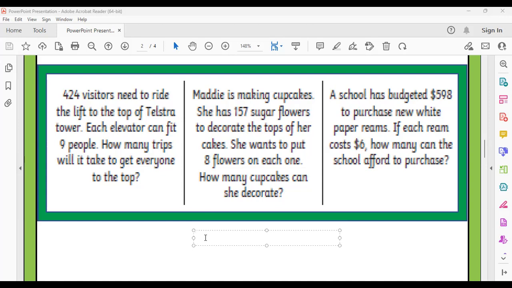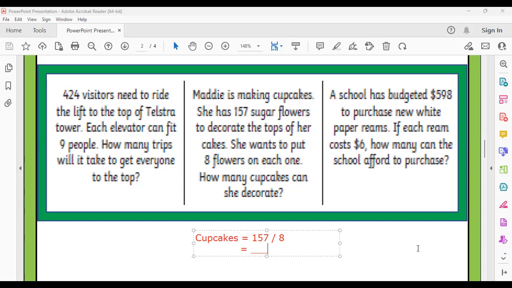Cupcakes. Very good. Always find this in the question. The last sentence will always tell you what this is. Equals, now what is the number sentence, Aloysius? 157 divided by 8. Good. 157 sugar flowers, and she wants to put 8 flowers on each one, so the number of cupcakes she can decorate would be 157 divided by 8. You work out the calculation later and put in your answers.